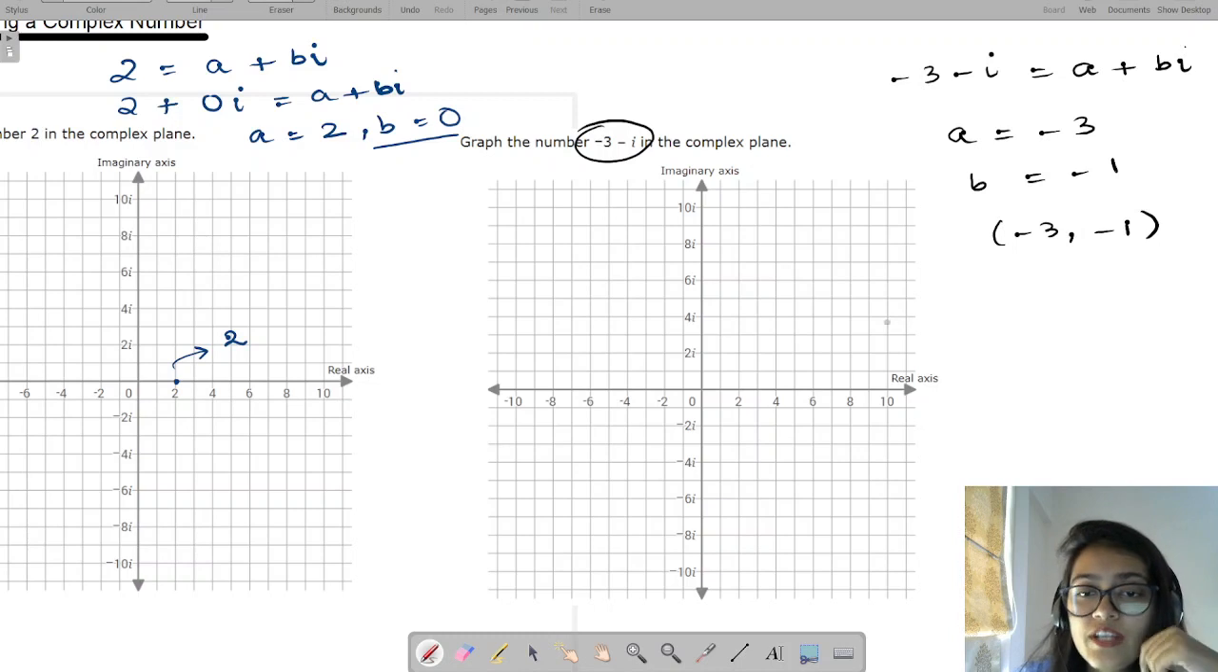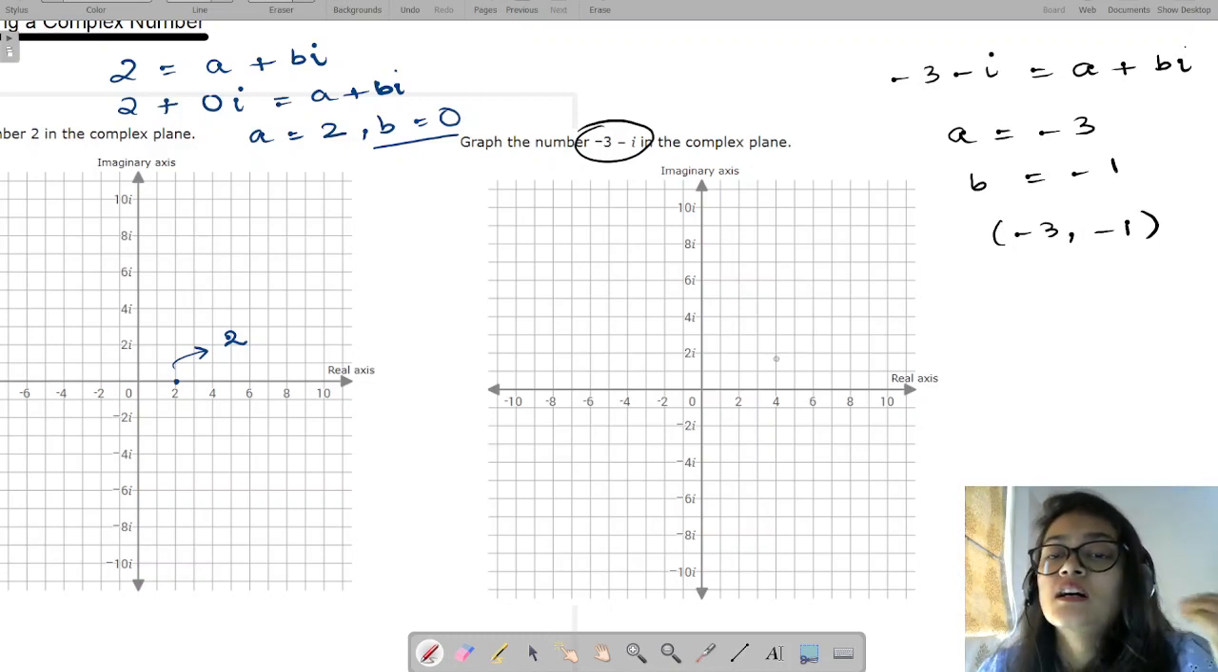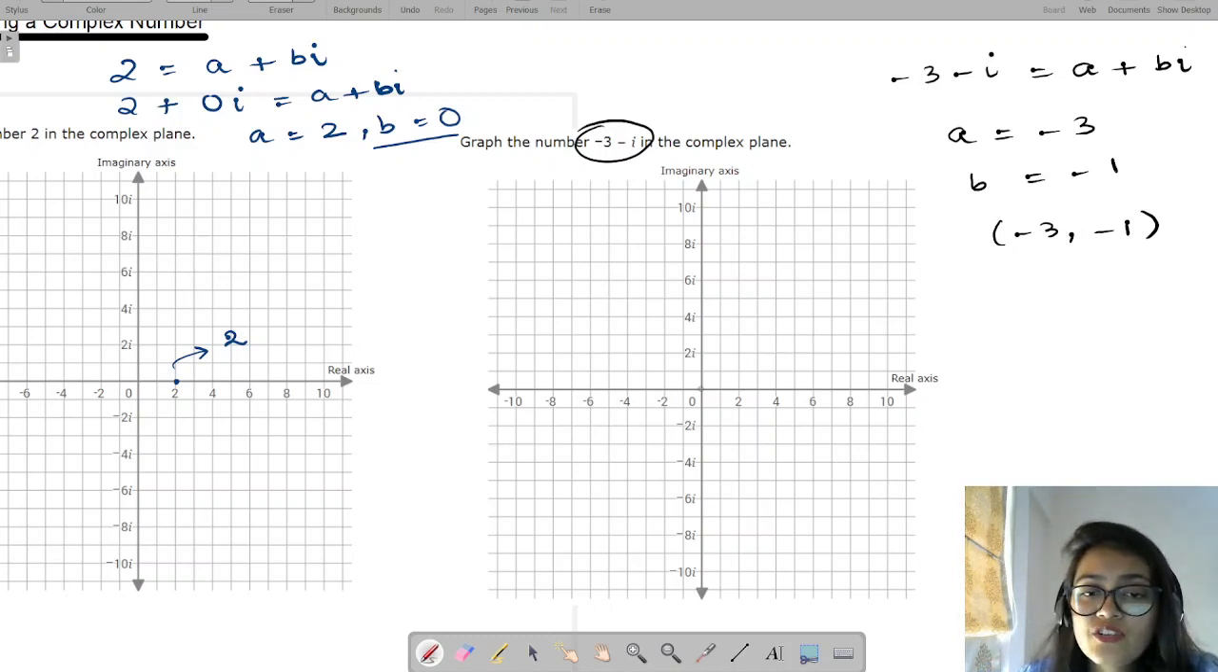That means on the real axis I'll move 3 units in the left direction, so -2 and -3, and on the imaginary axis I have to move 1 unit in the downward direction. So that is gonna be this point. Let me remove this dot. Yeah, so this point is -3 minus i.